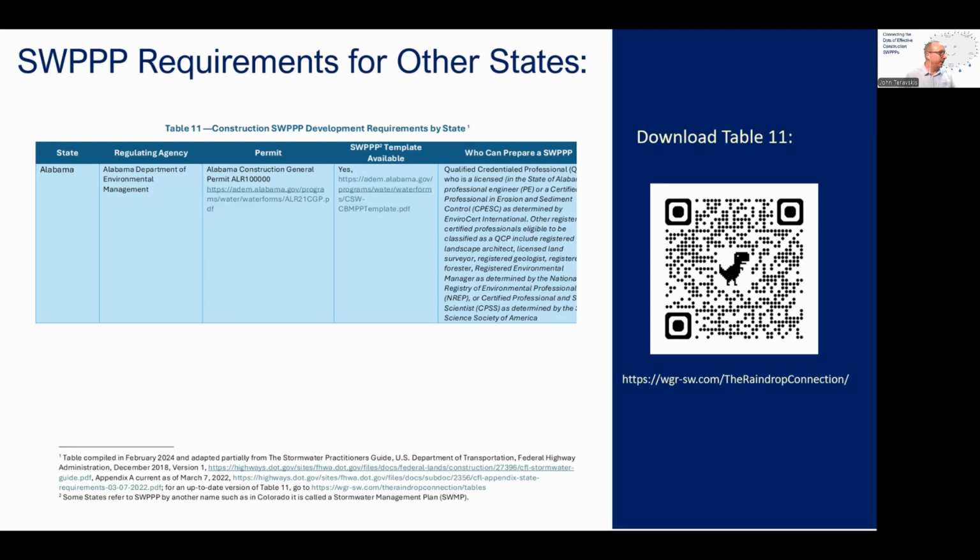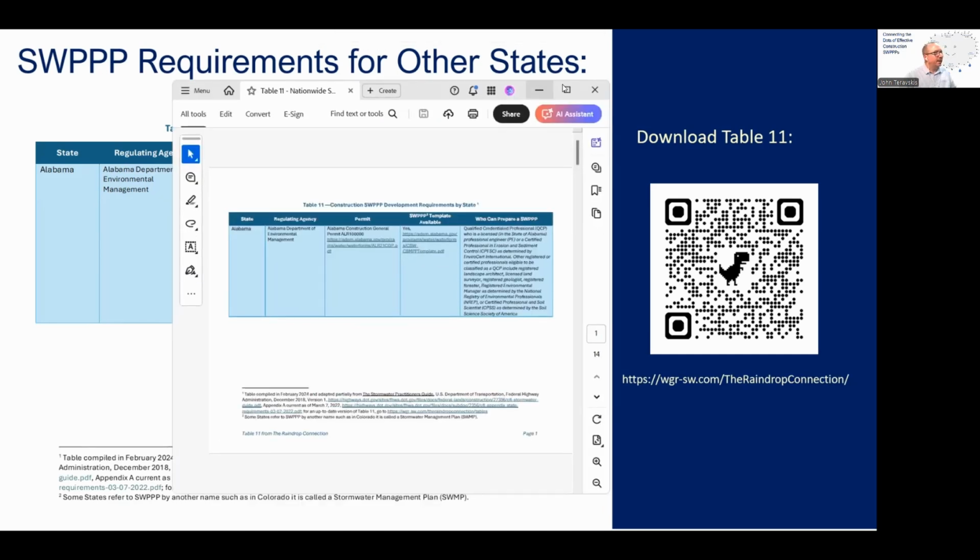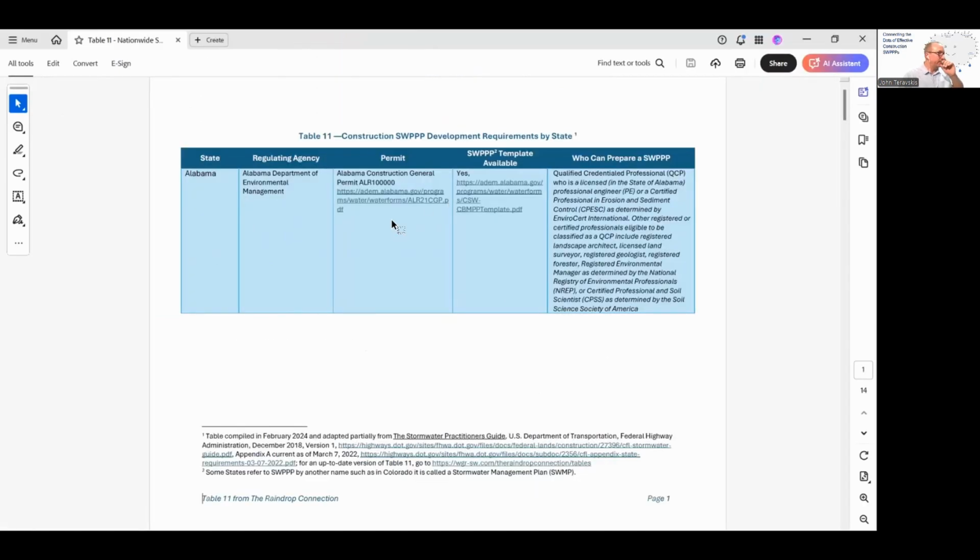Now, here's the deal. I'm showing you on the screen here. On the screen here, I have a table that I produced. Rebecca helped me produce that. Let me bring that up here. I opened it earlier. Here it is. And if you want that, there's a QR code where you can download this table. But we actually went state by state in the 50 states to look at a couple things. First off, what is their permit for the construction general permit? And who can prepare a SWPPP? You might find this interesting.